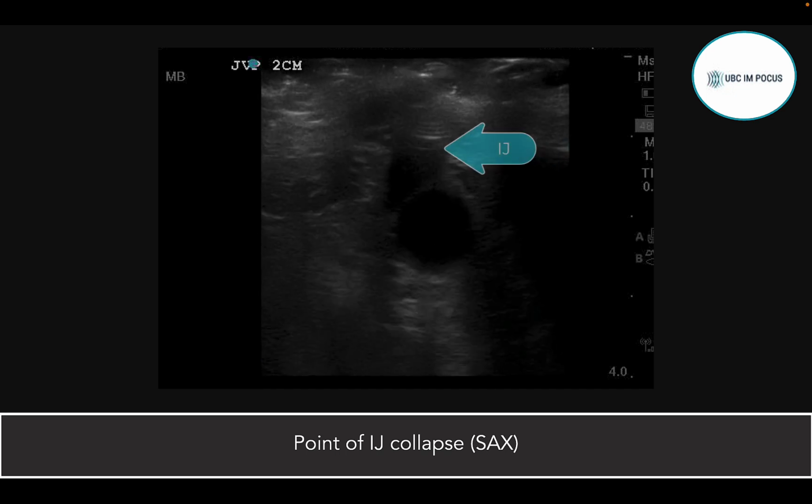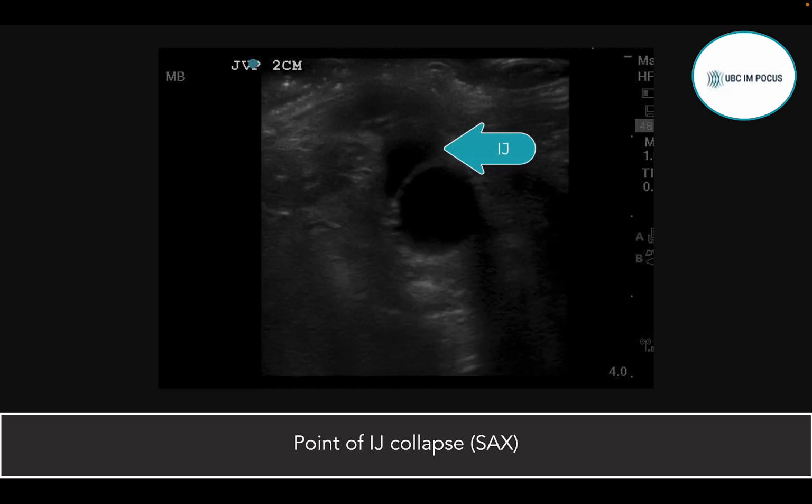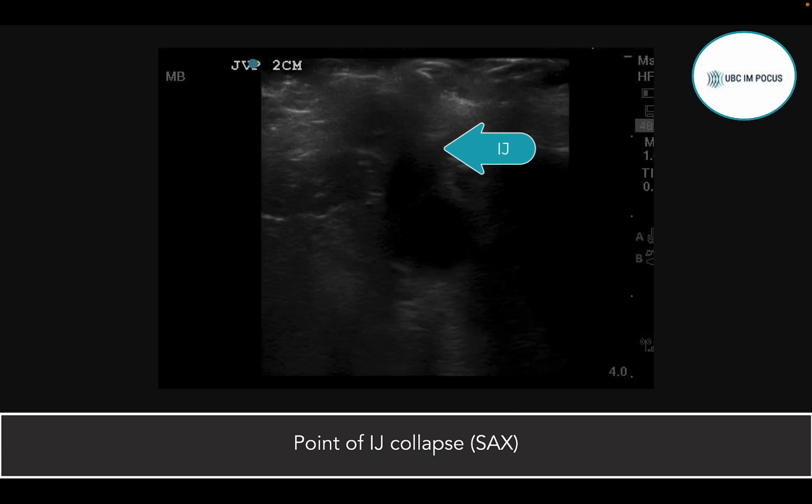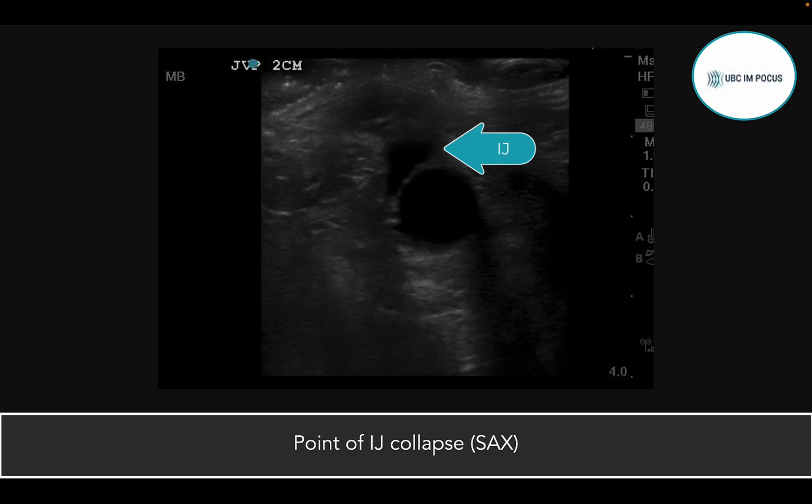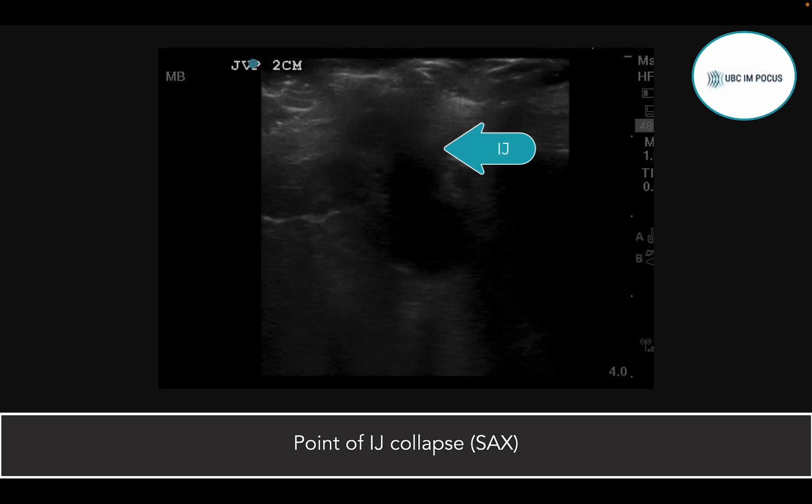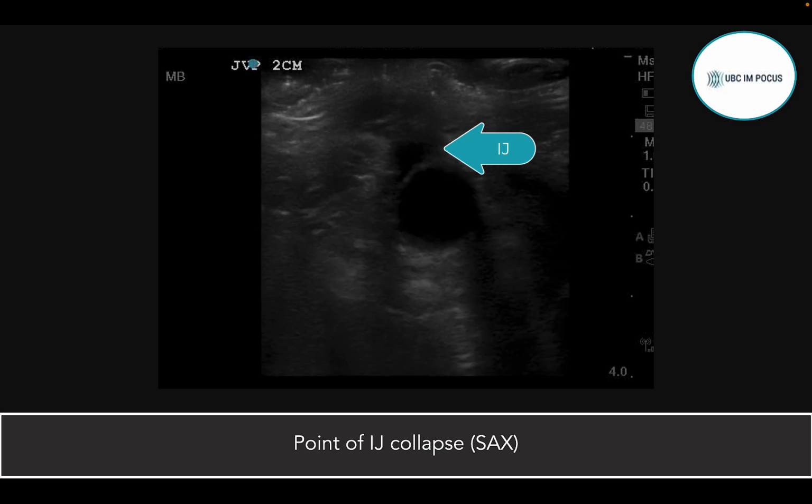This again is just a demonstration. This is probably what I would call the point of collapse in short axis. In general, I find the point of collapse much easier to find in short axis than long, so I always suggest starting with this. We see the carotid deep to it underneath here.